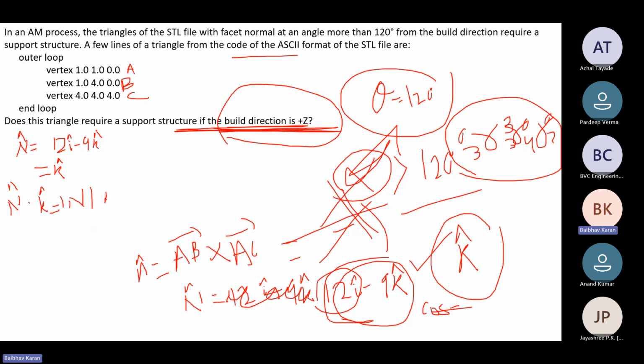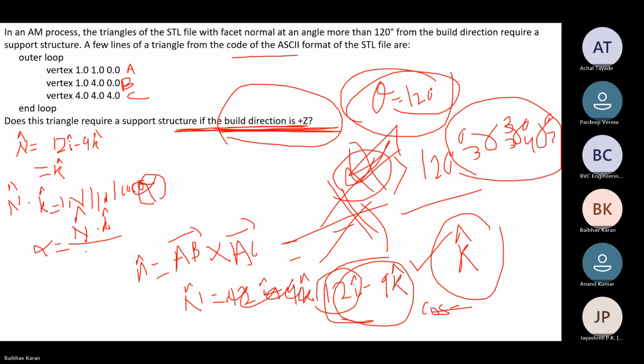n magnitude, k magnitude, cos theta, or cos alpha. This alpha we need to find. How can we find that? This was the question: we need to find alpha and check if it is greater than the value of 120. So alpha equals n dot k upon n vector magnitude times k vector magnitude.